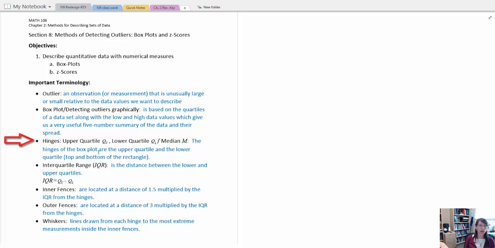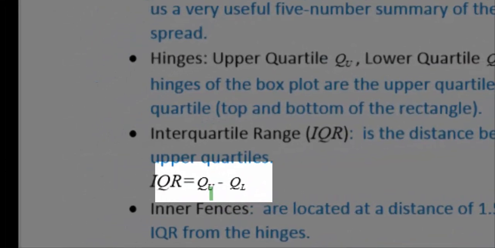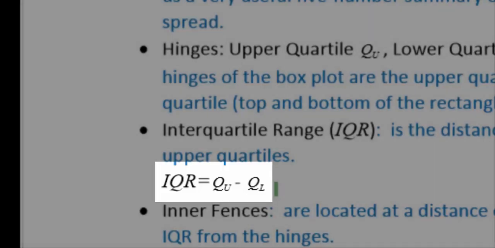The hinges of the box plot are the upper quartile and the lower quartile, which are the top and bottom of the rectangle. Interquartile range, known as IQR, is simply the distance between the lower and upper quartiles. So it's actually a subtraction of the upper quartile value minus the lower quartile value.